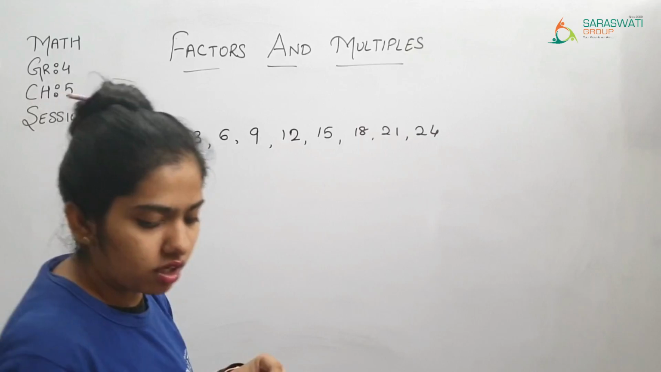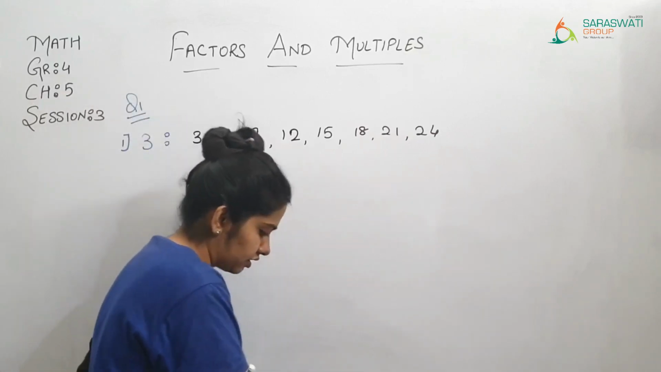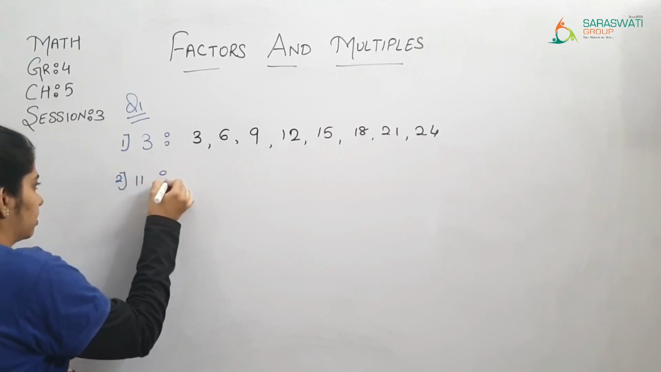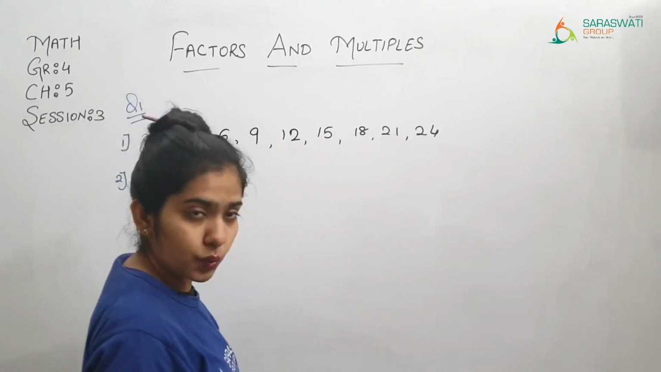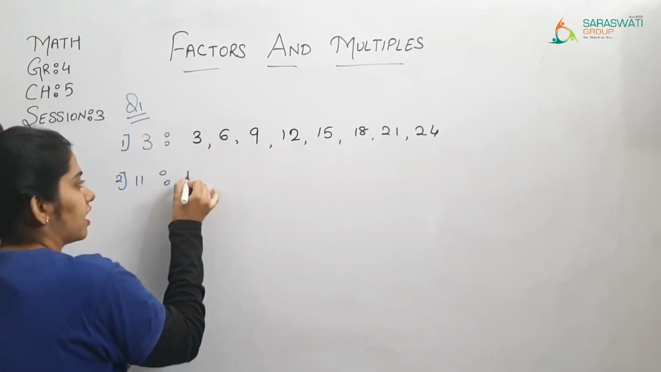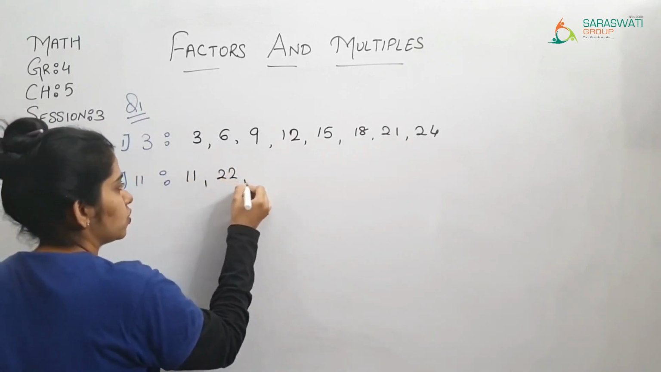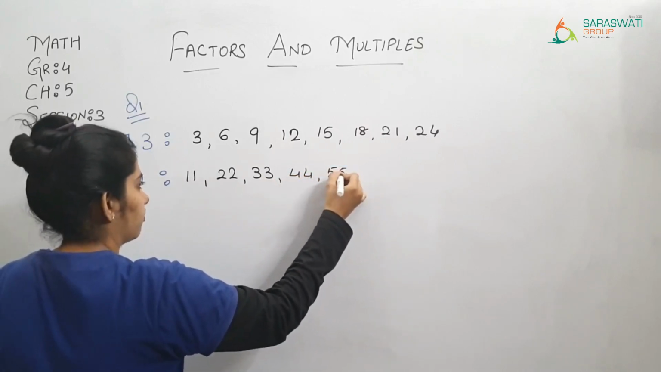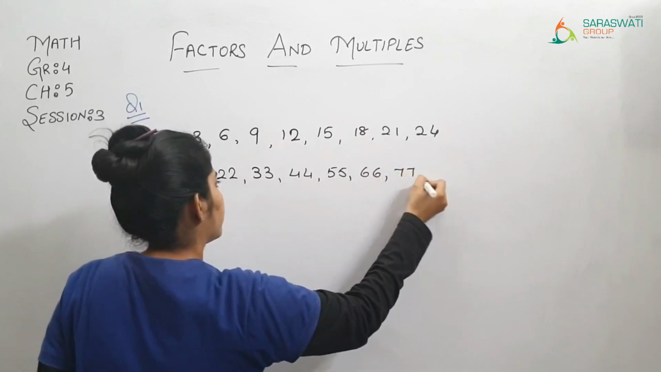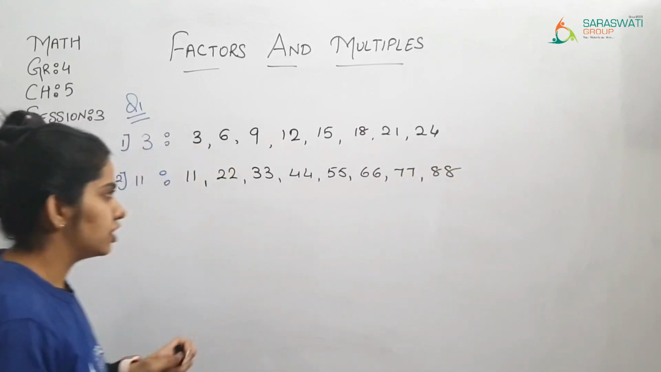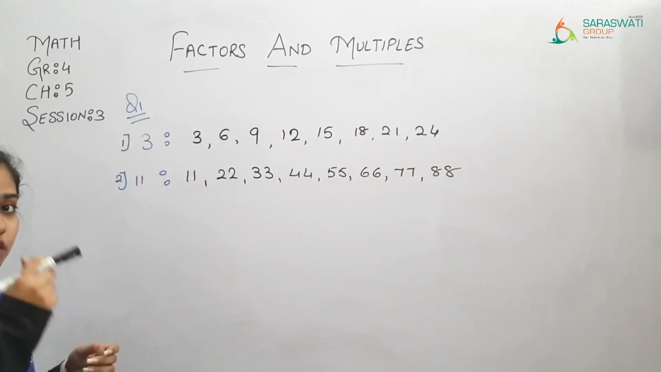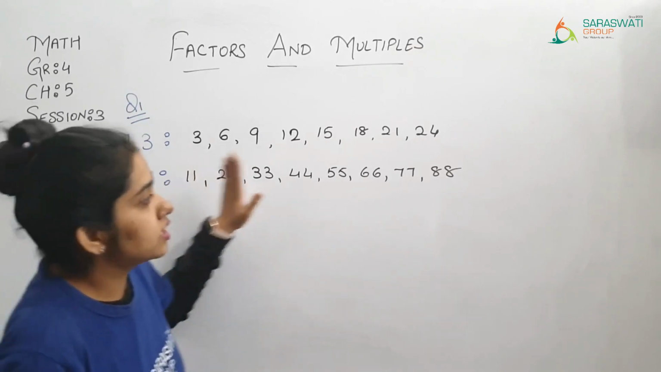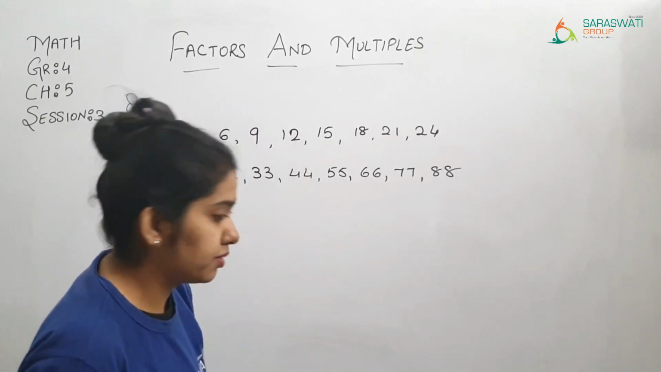Now next one, that is 8, or if I say that 11. So 11 ના multiples હવે લખવાના છે. So 11 ones are 11, 22, 33, 44, 55, 66, 77 and 88. So these are the multiples of 11, right? So in this way you are supposed to find out the multiples.